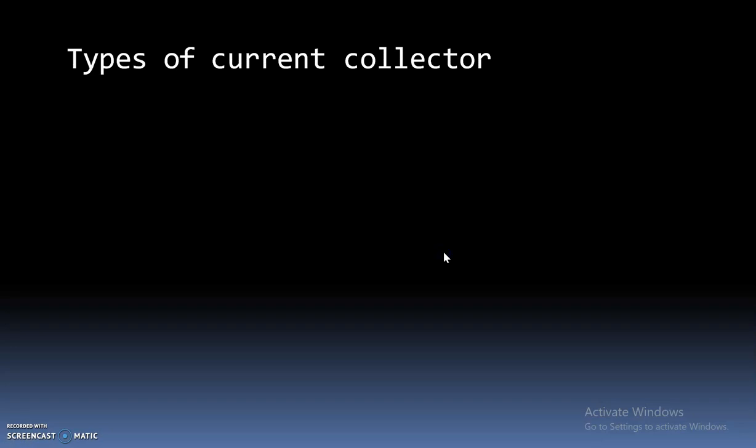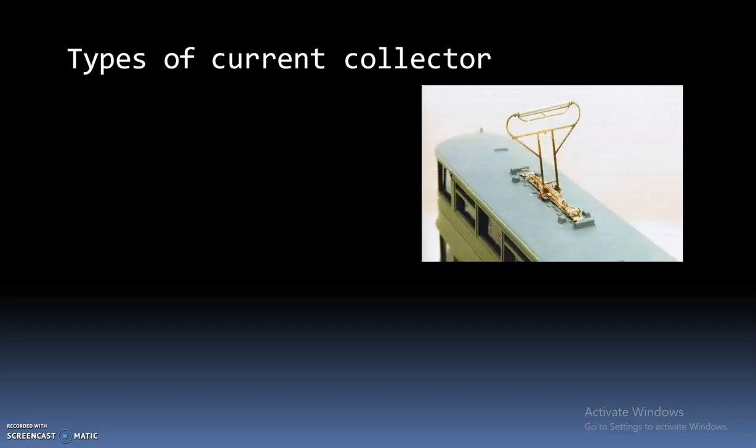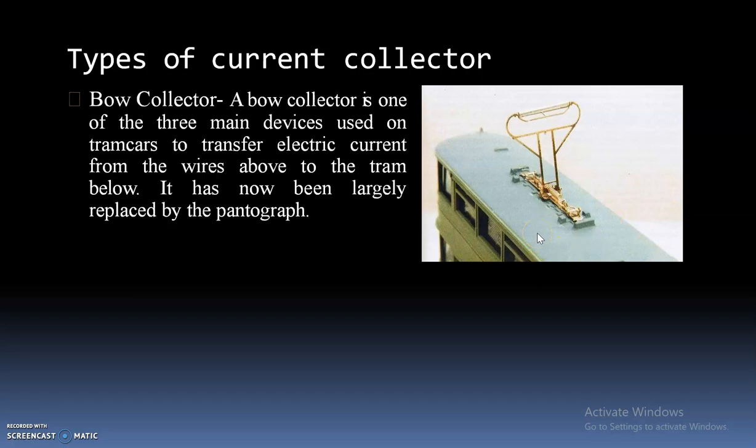Types of current collectors. By seeing the picture you can identify that this is called a bow collector. A bow collector is one of the three main devices used on tram cars to transfer electric current from the wires above to the tram below. And it has some disadvantages. The main disadvantage of this bow collector is that the traction system is unidirectional.